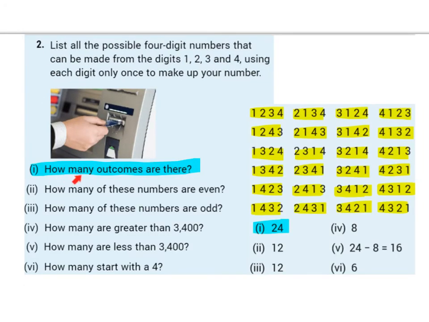So question 1, how many outcomes are there? So we've already covered that. If we count them up, there is 6, 12, 18, 24 in total. And again, remember, we get that by doing 4 factorial.